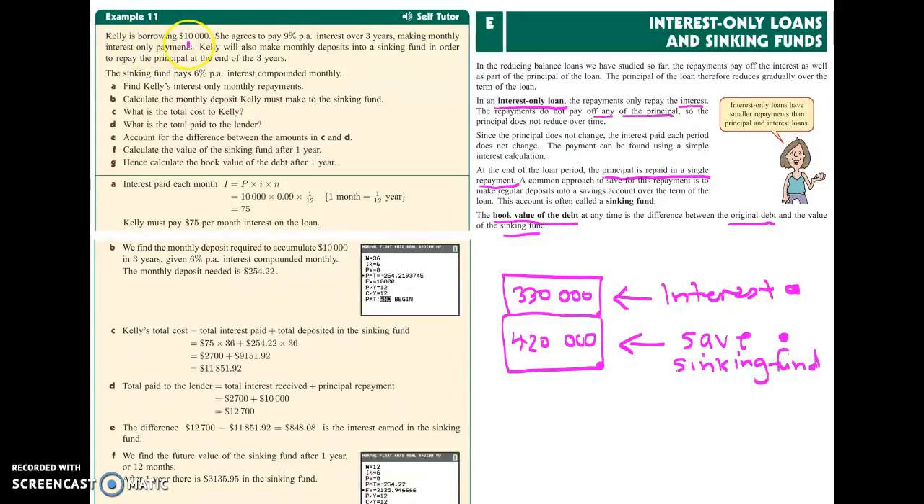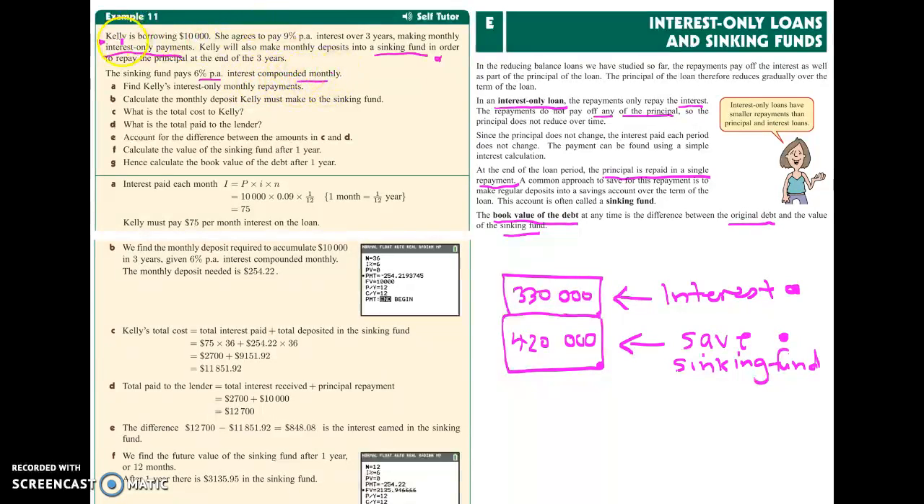It says Kelly's borrowing $10,000. She agrees to pay 9% per annum interest over 3 years, making monthly interest-only payments. Kelly will also make monthly deposits into a sinking fund in order to repay the principal. So there's two accounts going here. One is the loan and one is the sinking fund. And so the time period's for 3 years. The sinking fund pays 6% per annum in interest compounding monthly.